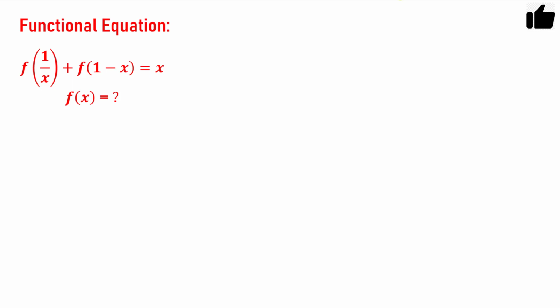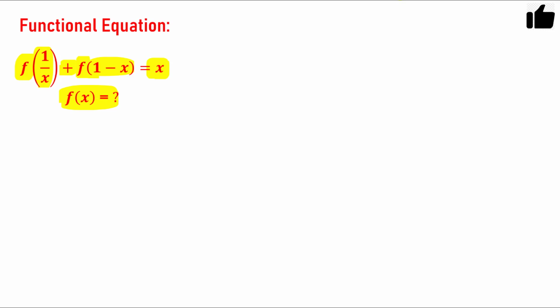Hello friends, in this problem we have to solve a functional equation, and the equation given is f(1/x) + f(1 - x) = x. Then what is the function, what is f(x)? So how will you solve this problem?